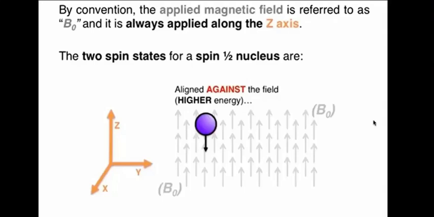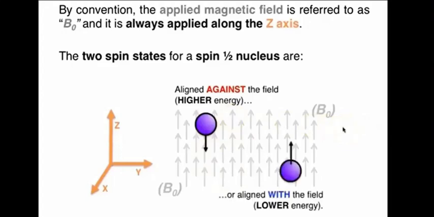axis. The nucleus that is against the applied magnetic field direction is more energetic, aligned against the field. It is also known as the beta level, while the one aligned with the external magnetic field is known as the alpha level and has a lower energy state.